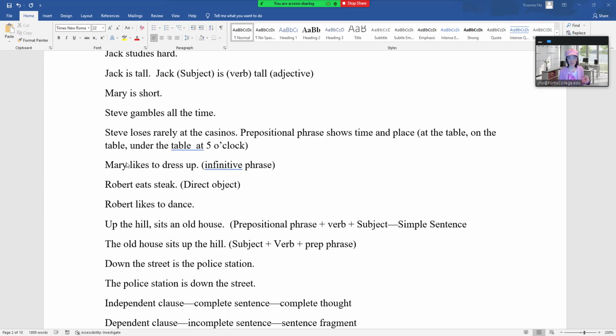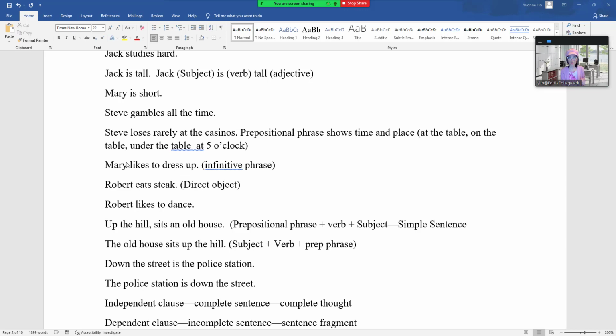And so up the hill is the prepositional phrase, sits is the verb, and an old house is the subject. So prepositional phrase, verb, and subject. That's a simple sentence. So all of these are examples of simple sentences.